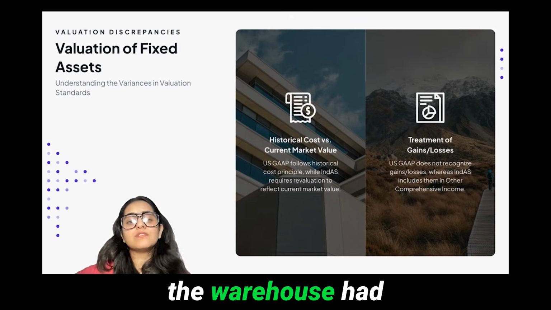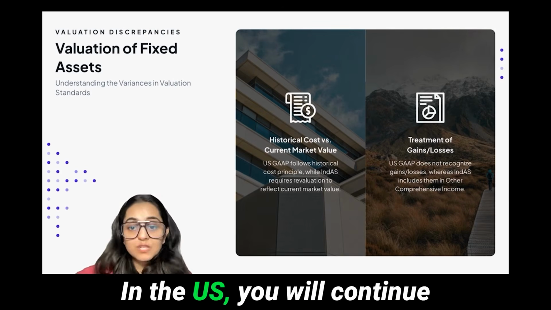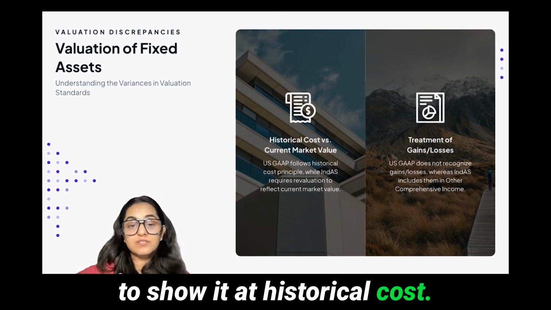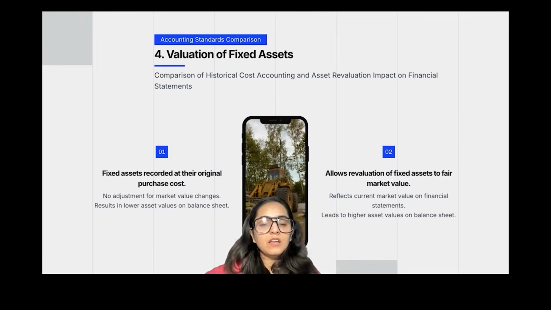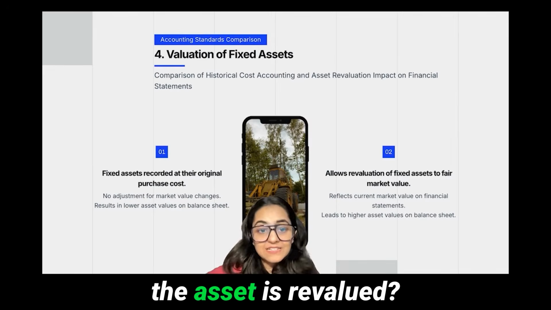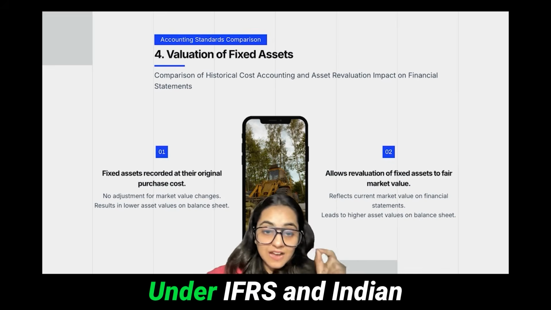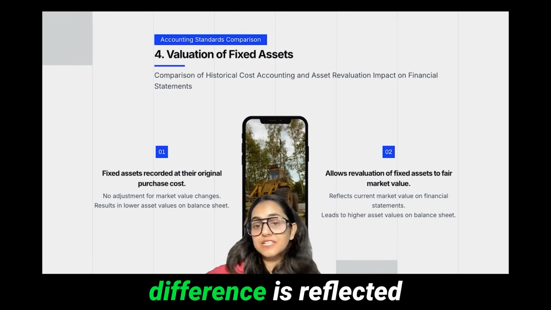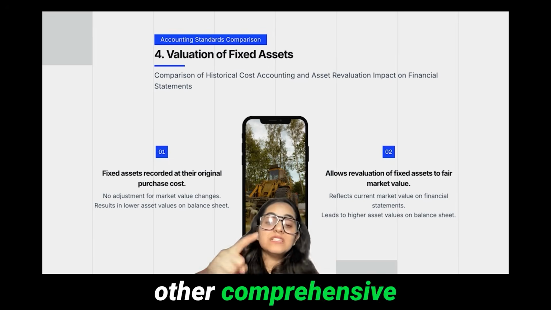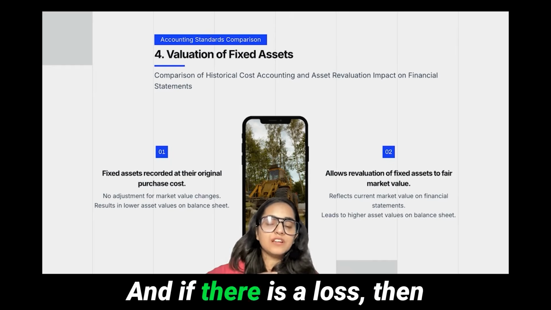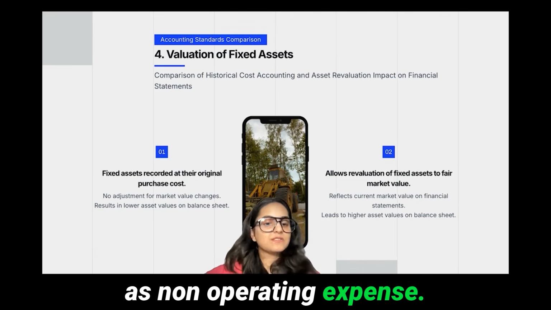What if the value of the warehouse had fallen to USD 8 million? Same answer. In the US, you will continue to show it at historical cost, but under Indian accounting standard, it will be revalued. Now, how are these gains or losses shown when the asset is revalued? Well, in the US, this situation does not arise. Under IFRS and Indian accounting standard, the difference is reflected as an entry in other comprehensive income if there is a gain. And if there is a loss, then it will be shown in the P&L as non-operating expense.